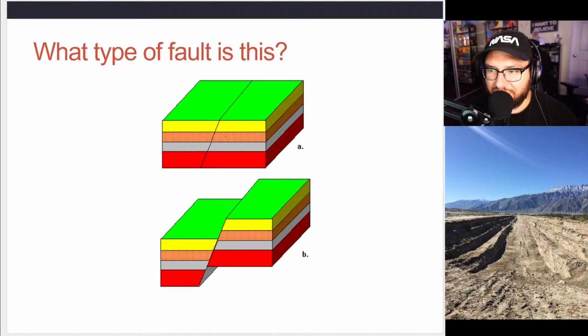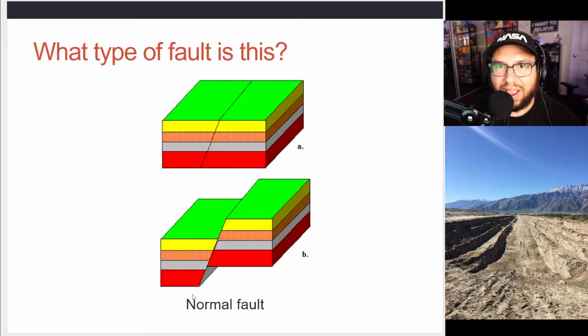All right, we have another one. Here you can see the block, the hanging wall, went down. Another vertical moving fault. What kind of fault is it? If you said normal fault, you are correct. Very good. All right, next one.